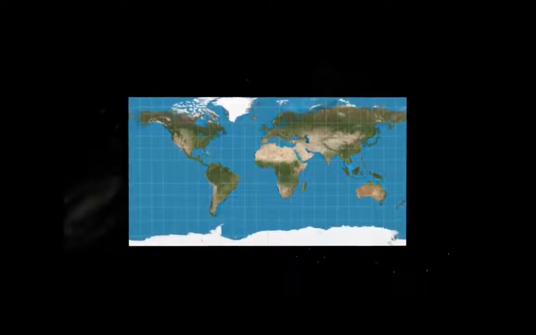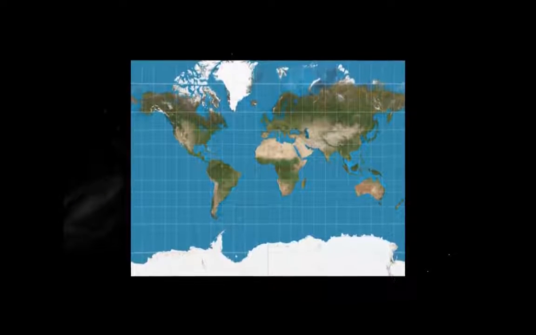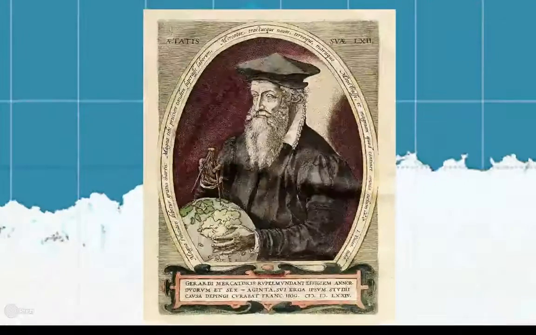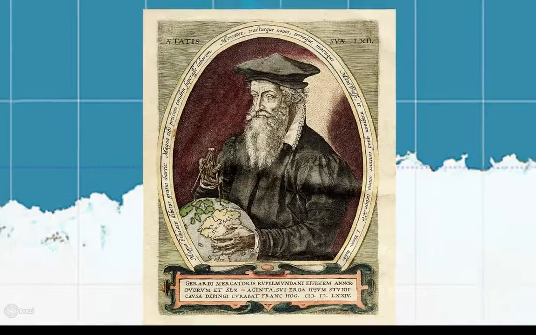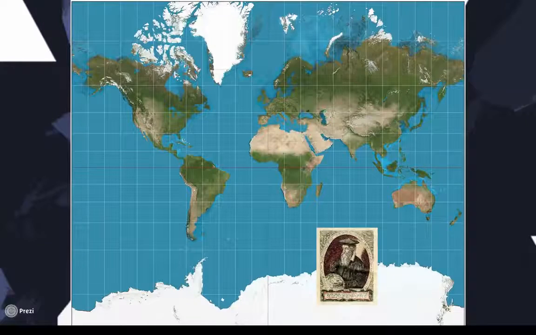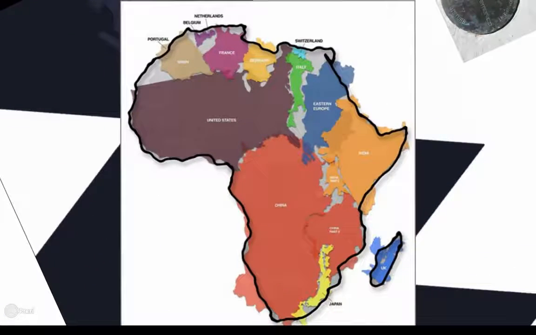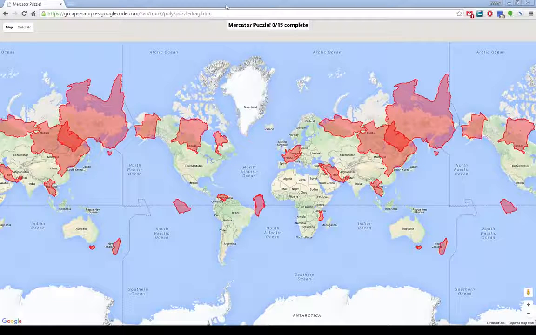The most widely used map projection in the world, the one you likely use on your phone, was created way back in 1569 by a fellow called Gerard de Cremer, but you might know him by his Latinized name, Gerardus Mercator. Now, his goal was to create a map with just the right characteristics for navigation at sea. So to accomplish this, he had to accept some sacrifices with other characteristics, like area. To illustrate this, let's take a look at this Mercator puzzle.